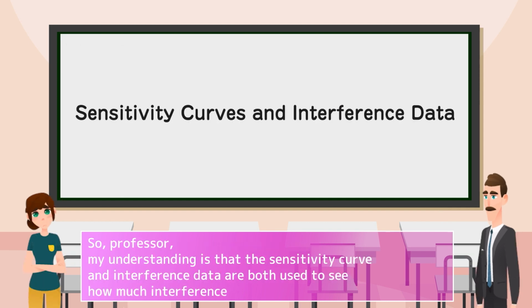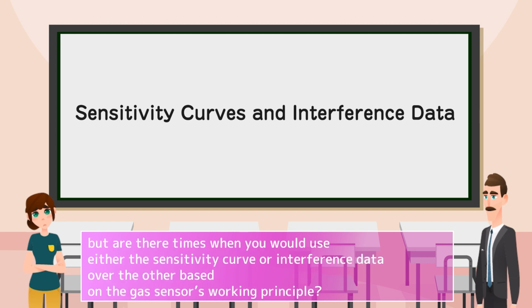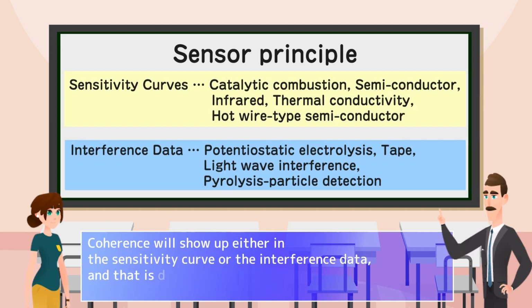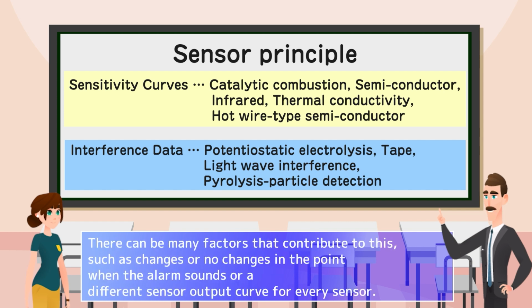So, Professor, my understanding is that the sensitivity curve and interference data are both used to see how much interference a gas is causing. But are there times when you would use either the sensitivity curve or interference data over the other based on the gas sensor's working principle? Coherence will show up either in the sensitivity curve or the interference data, and that is determined based on the sensor's working principle. There can be many factors that contribute to this, such as changes or no changes in the point when the alarm sounds or a different sensor output curve for every sensor.